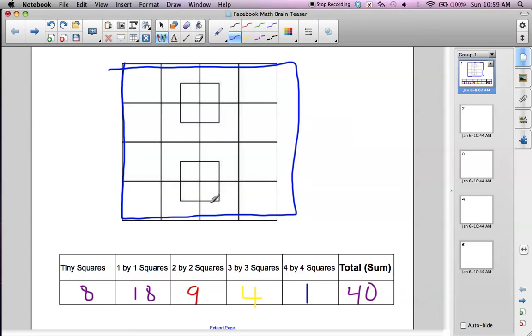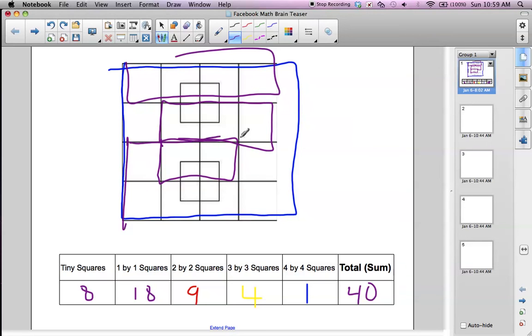Now the more challenging problem in this figure is to try to figure out how many rectangles are there. We've got 1 by 2s, we've got 1 by 3s, we've got 1 by 4s, we've got 2 by 3s. So if you really want a challenge, why don't you try that problem?